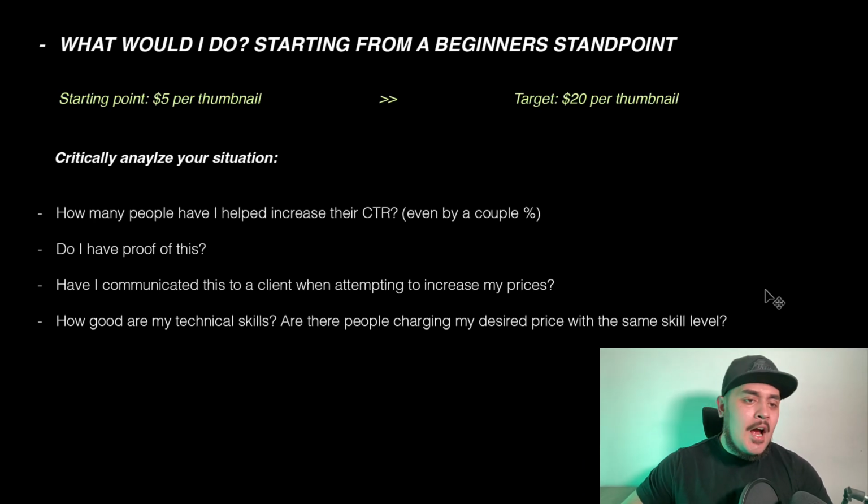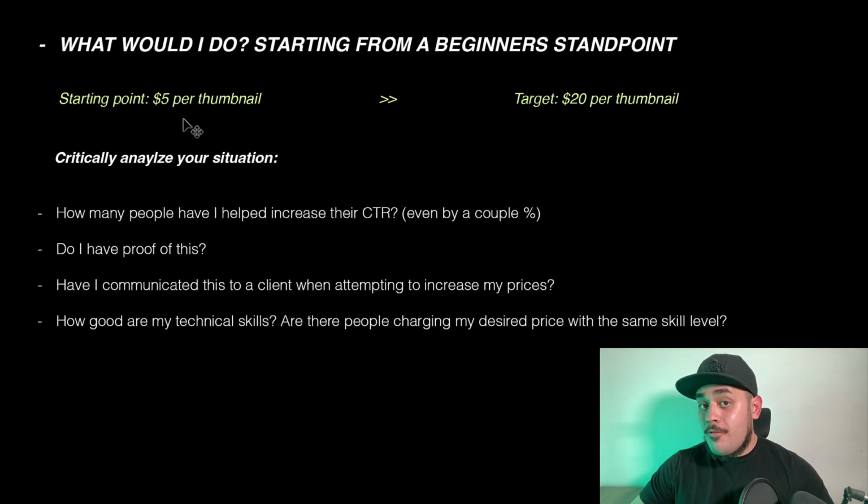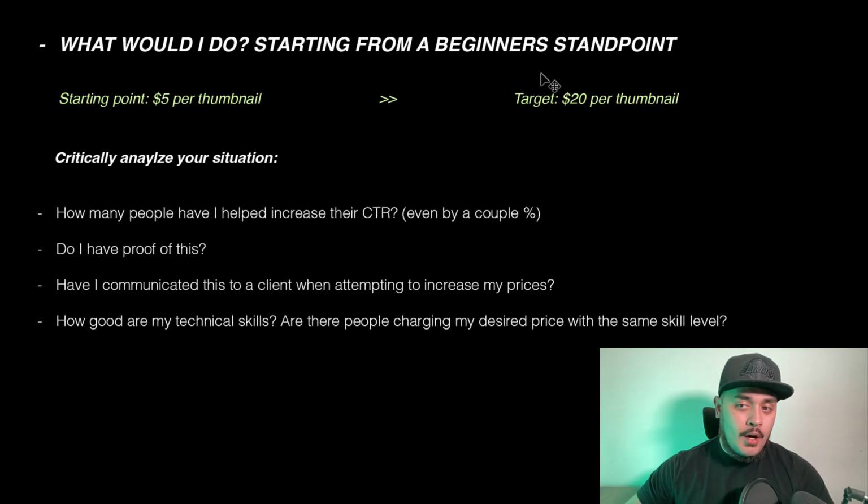Okay guys, so let's say I'm starting off at $5 for a thumbnail, and the goal and the target for me is to hit $20 per thumbnail. Now you can change this number to $10 to $15, it's up to you, but try and keep it pretty incremental. So in this case, the target is $20 per thumbnail, and so what you will need to do at this stage is first of all critically analyze your situation.